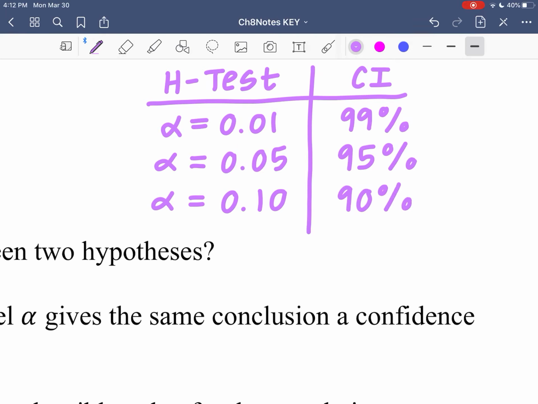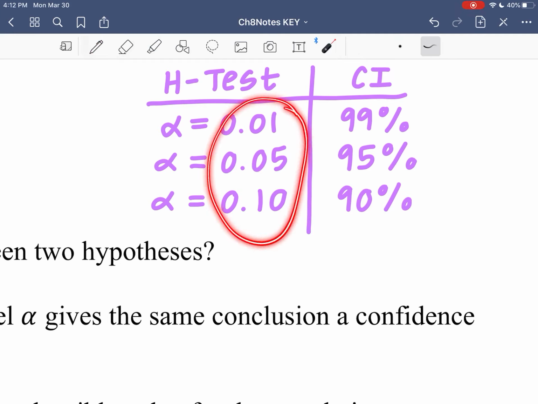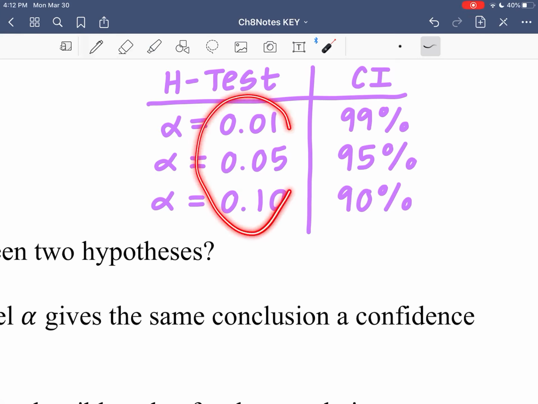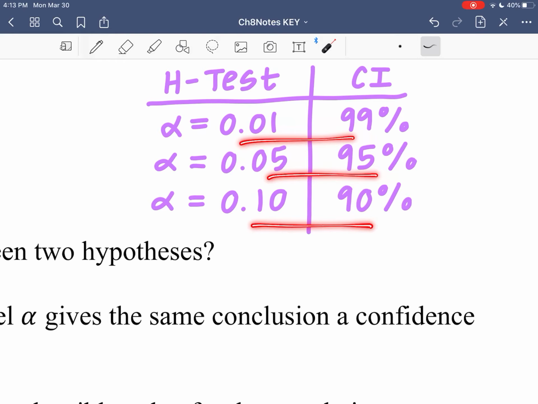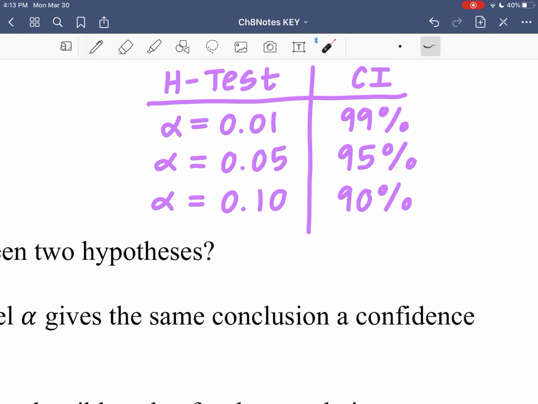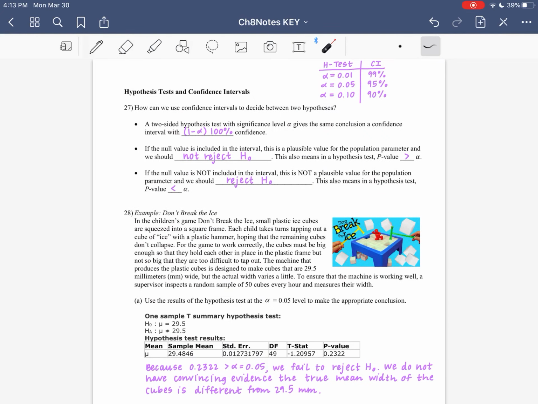Let's think about how these are related. One is written as a proportion or a decimal, so all of these are written as a decimal. These are written as percentages out of 100. If you were to write them in the same format, meaning if you were to write these as percentages instead of proportions, then these would add to 100%. And that is how those are related. So that's the first thing we want to make sure we check when we are trying to compare a hypothesis test with a confidence interval.